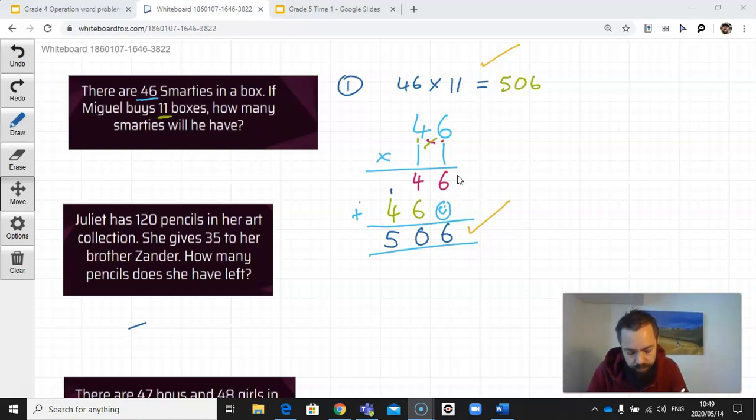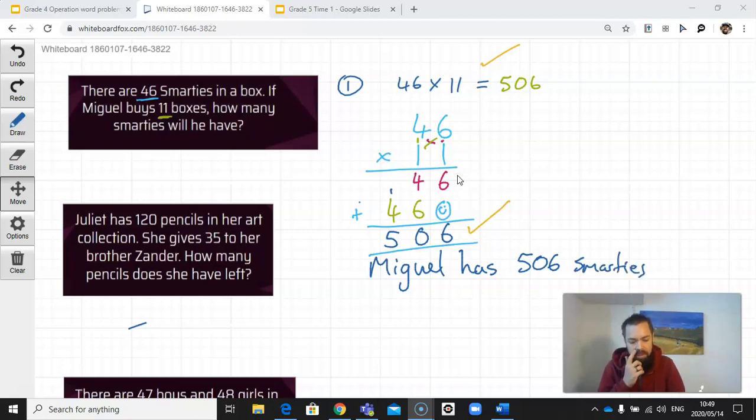And that is: Miguel has 506 Smarties. And that is the third mark. So in fact, simply for taking the number that you got as your answer and putting it into an answer sentence, there's a whole extra mark for that.